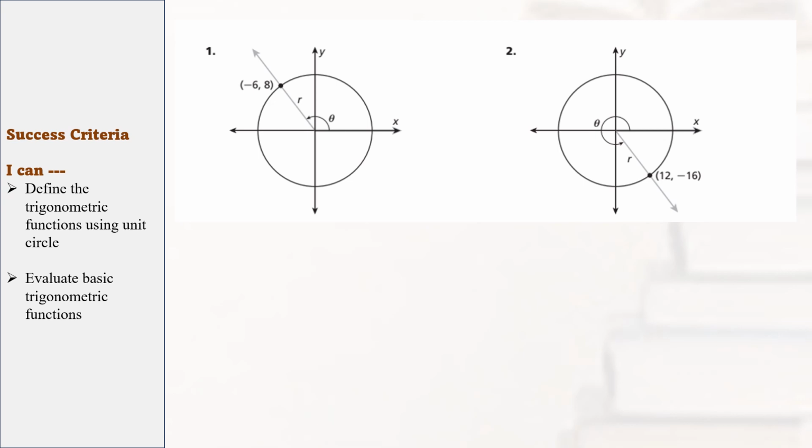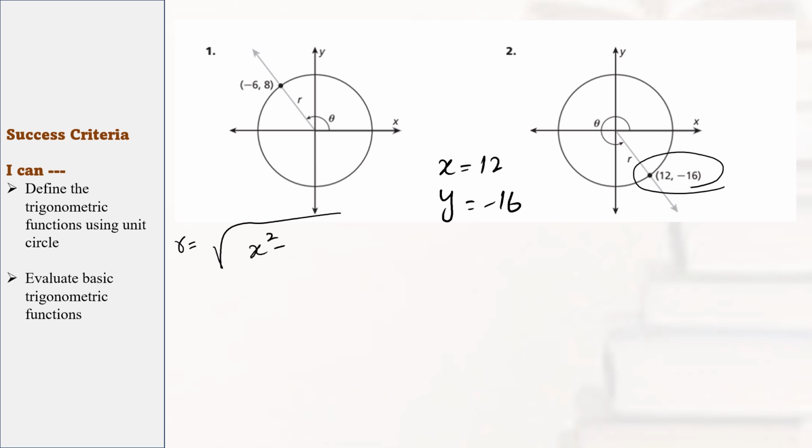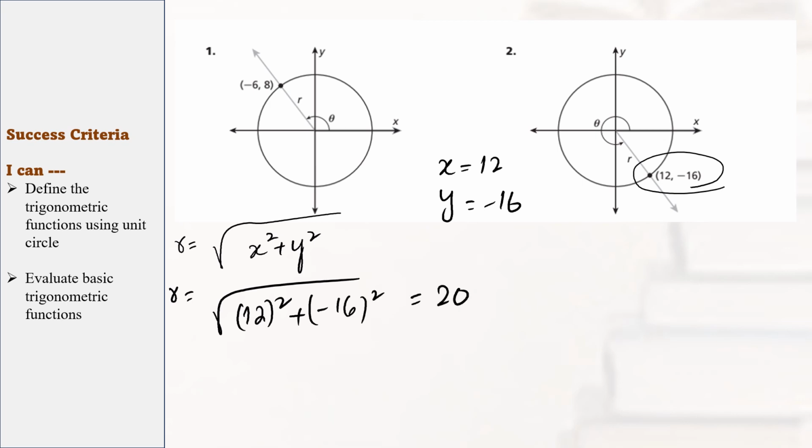Let's try this question, (12, -16). So here x is 12 and y is negative 16. The first thing is we find out the r value, which is square root of x square plus y square. So in place of x, we simply write the 12, make a power 2. And in place of y, we will write negative 16. Write it with the power 2 and the answer is 20.